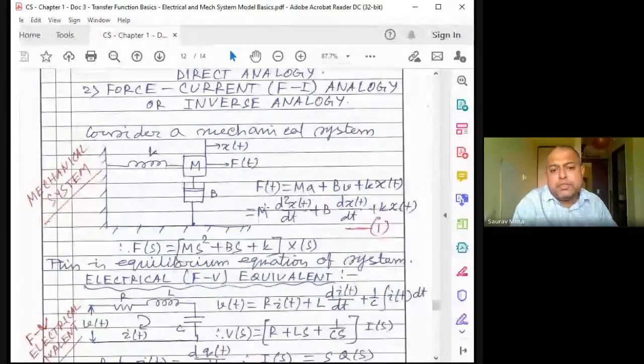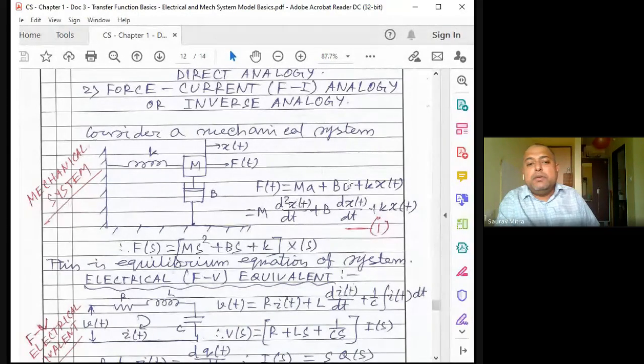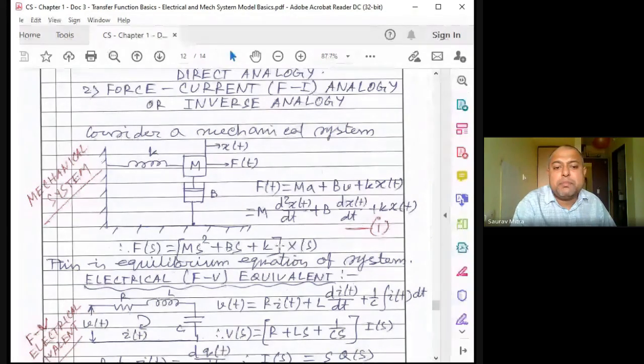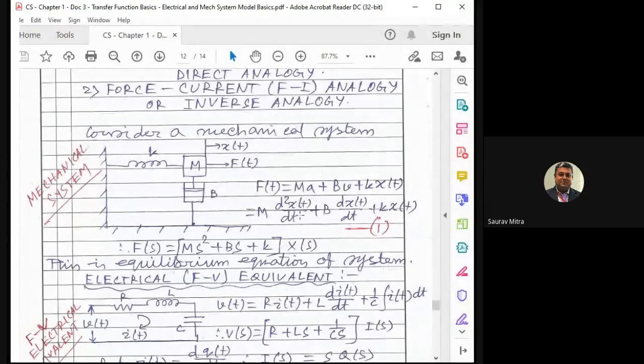Now I am finding force is equal to ma plus bv plus kx. Acceleration can be represented as d2x(t)/dt2, and velocity can be represented as dx(t)/dt. Now we find the Laplace transform. If you find the Laplace transform, F is equal to ms square plus bs plus k. Why is there an s square? Because there is a double derivative. Whenever there is a double derivative, d2x(t)/dt2 becomes s square of X(s), dx(t)/dt becomes s of X(s), and kx(t) becomes kX(s).